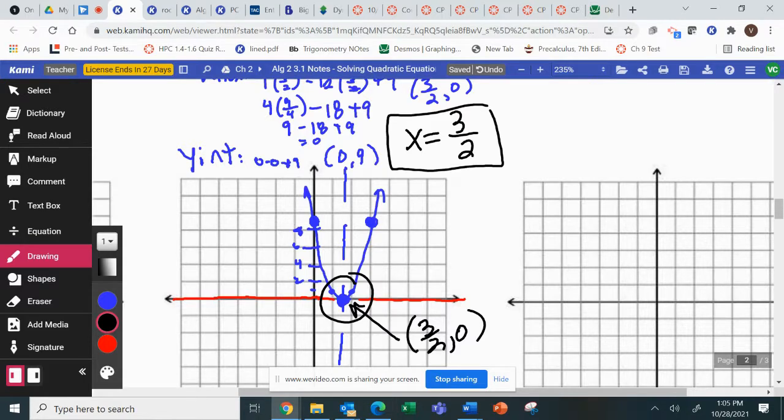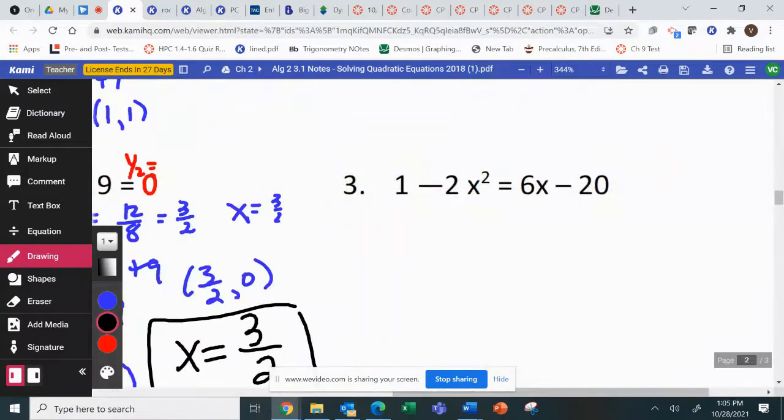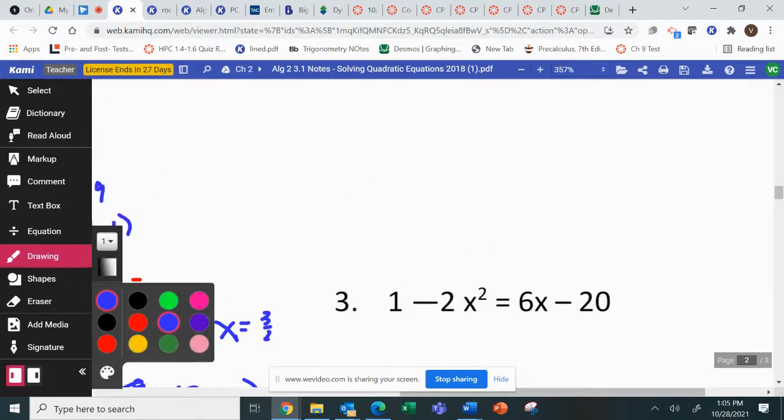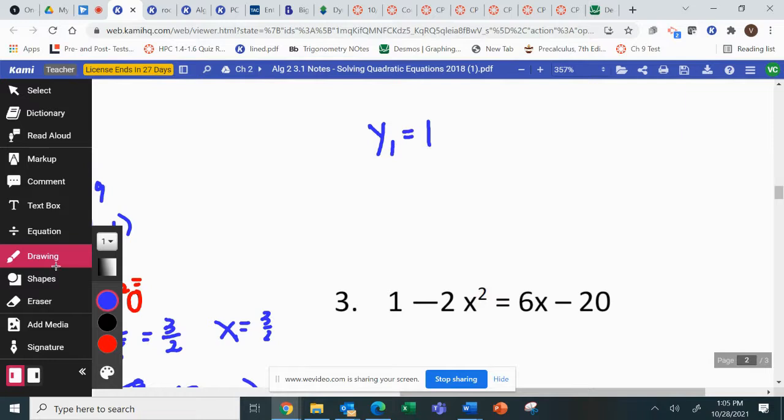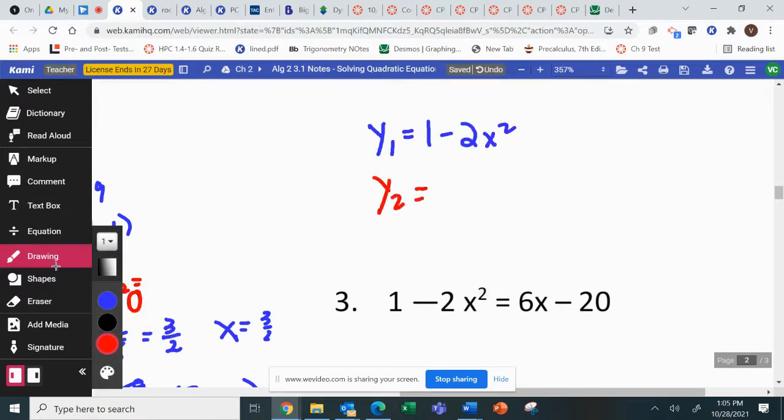I'm going to talk about 2 different ways that you could do this last question, and then I'm going to have it graphed on Desmos for you so you can just see it. This last question has 1 minus 2x squared equals 6x minus 20. So one way that you could do that would be y1 is 1 minus 2x squared, and then y2 is 6x minus 20. So this is a line. We have a y-intercept. We have a slope of up 6 over 1. You could graph that. And then this one here is a parabola.